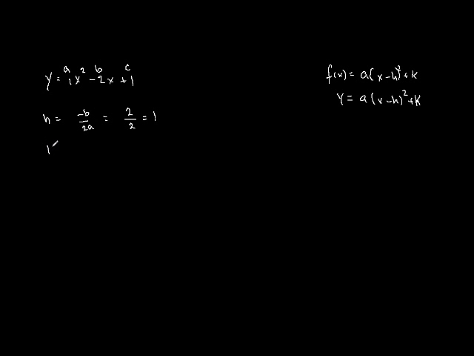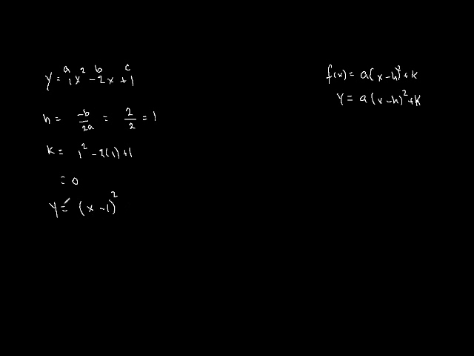To find the value of k now, we replace the value of h into our general function here in the place of x, and we solve for y. So we have k is equal to 1 squared minus 2 times 1 plus 1. That gives us 1 minus 2 plus 1, and that's 0. So finally, we can rewrite our function as y equals a in the standard form, which is the same as a in the general form, so 1 bracket x. Now my h was 1, so it's going to be minus 1 squared, and k is 0, so I'm not going to write plus 0 because I don't need to.